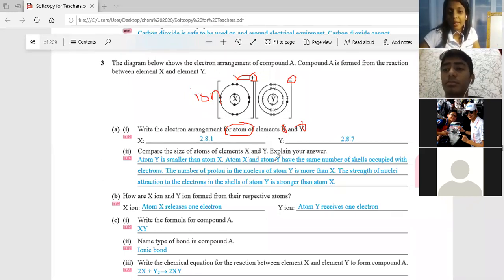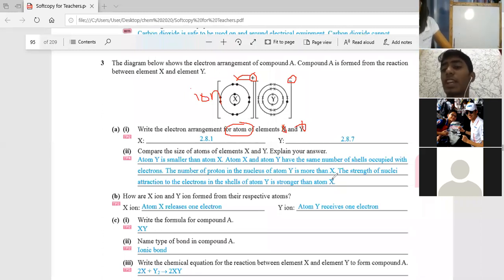Even though atom Y and atom X have the same number of shells filled with electrons, the number of protons in atom Y is more than atom X. So the strength of the nuclear attraction to the electrons in the shells of atom Y is stronger than atom X. I know you don't know what I'm saying, right? Okay, look here. You said understand, right? Yes.